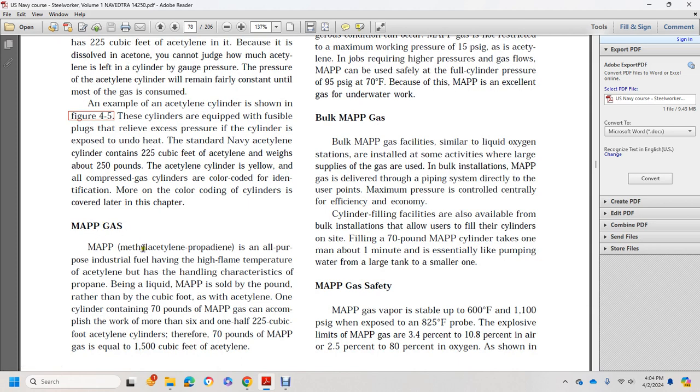Alright, MAP gas is a mixture of methylacetylene, propadiene, and propane, an all-purpose industrial gas having a high flame temperature like acetylene, but the handling characteristics of propane. Being a liquid, MAP is sold by the pound rather than by cubic feet as acetylene is. One of the cylinders contains 70 pounds of MAP. The gas can accomplish work for more than 61.5 hours with 225 cubic feet acetylene cylinders. Therefore, 70 pounds of MAP gas is equal to 1,500 feet of acetylene.